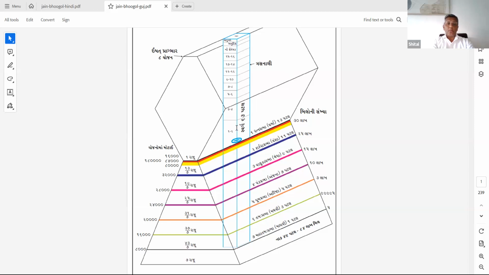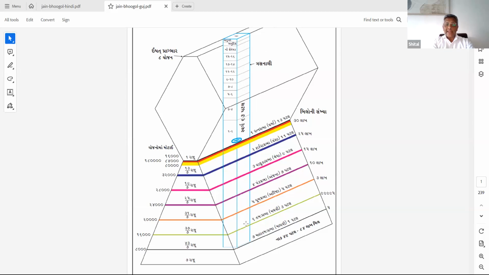So here you'll see some numbering 1, 2, 3, 4, 5, 6. These are the Vaimanik Devlok. So the Vaimanik Devs are found throughout the Trasnali and nowhere else. The Narkis are found in these seven lands. You see the numbering here: one, two, three, four, five, six, seven.